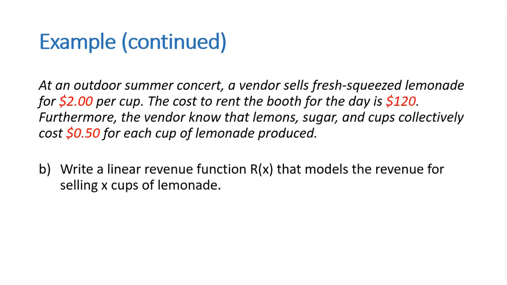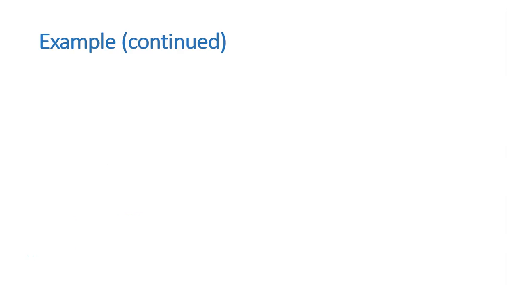Now let's look at our revenue function. So we know lemonade costs 50 cents to make, the booth costs $120 to rent, and we also know we're selling our lemonade for $2. So P is going to be $2. P is the price we sell our lemonade for. So revenue is P times X, which in this case is going to be 2 times X.